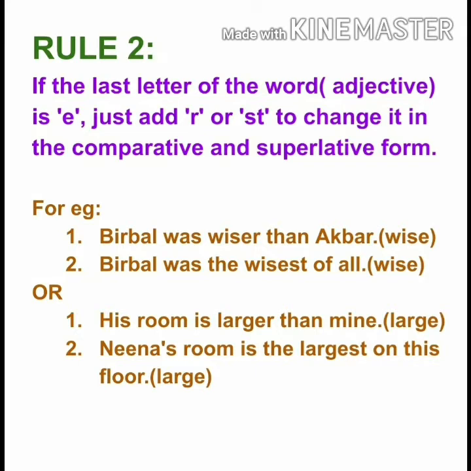Now look into the examples. Birbal is wiser than Akbar. Wise is the adjective which ends with E. On adding R, it becomes wiser. In this sentence, Birbal is being compared with Akbar.